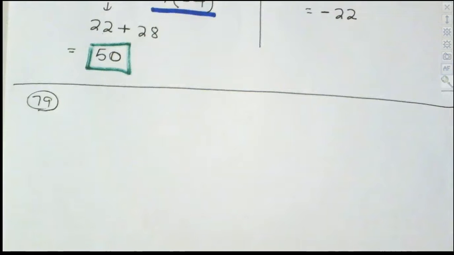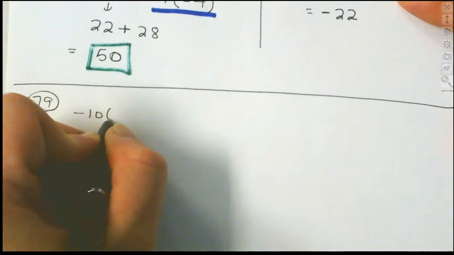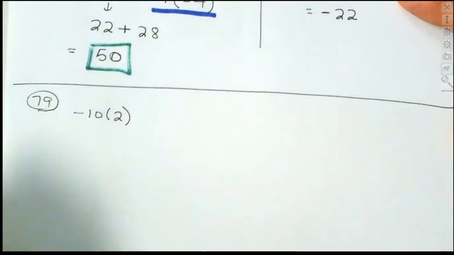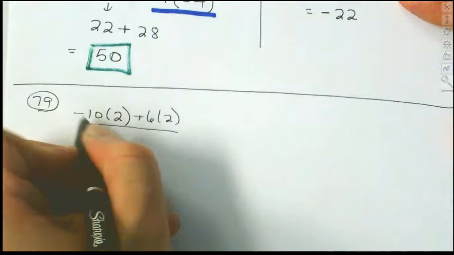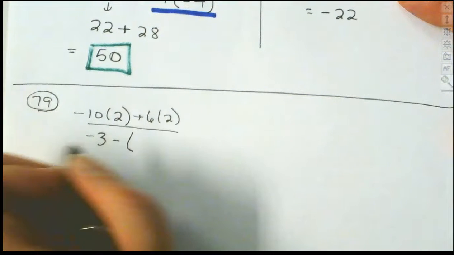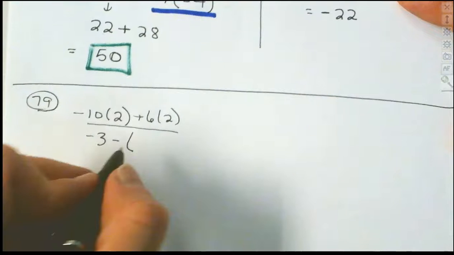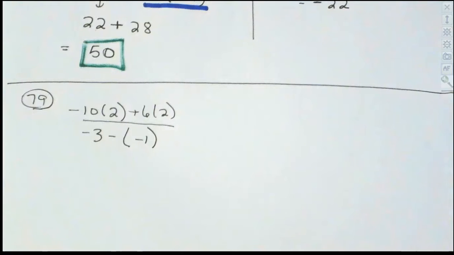You don't have to have common denominators with this one. All we have to do is combine them together. So question 79, we have a minus 10 times 2 plus 6 times 2 over minus 3 minus a minus 1. Let's take a moment to make sure we copied it down correctly. Looks like we did it correctly.